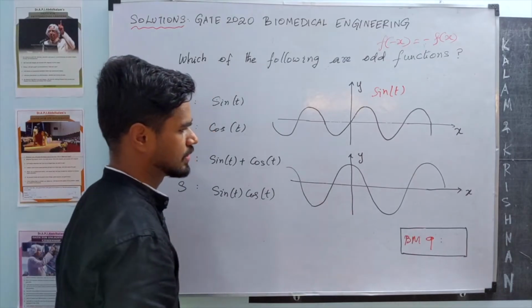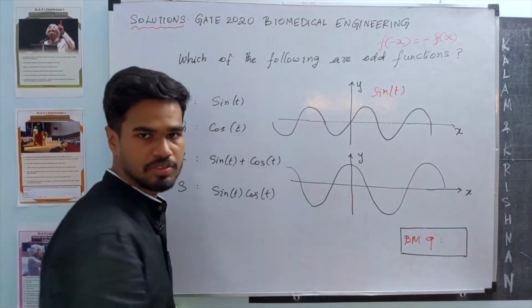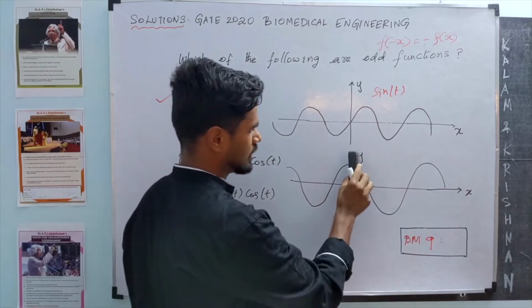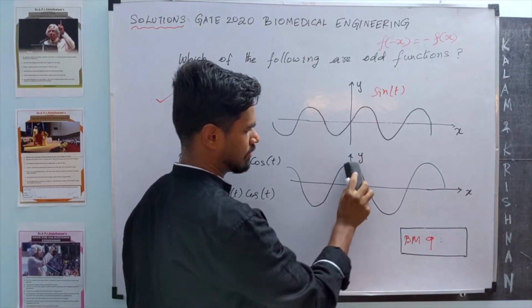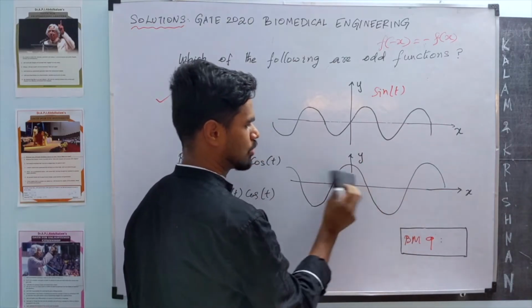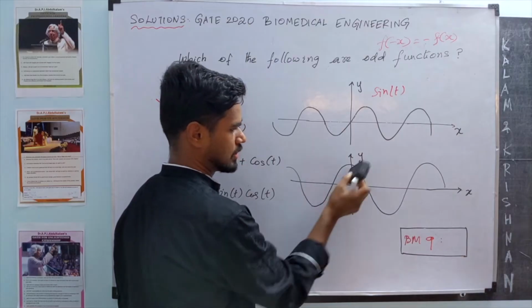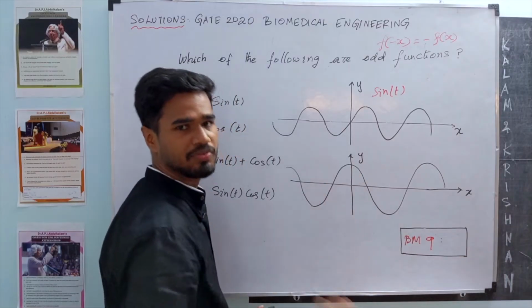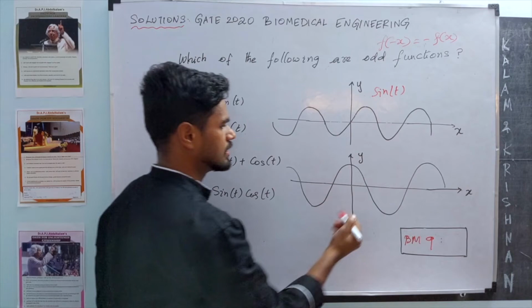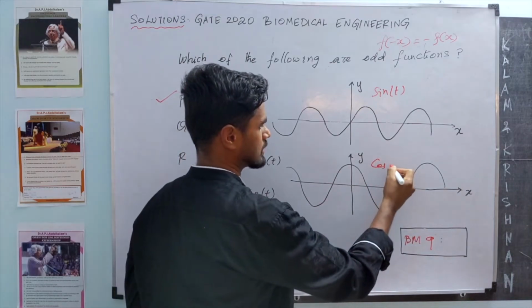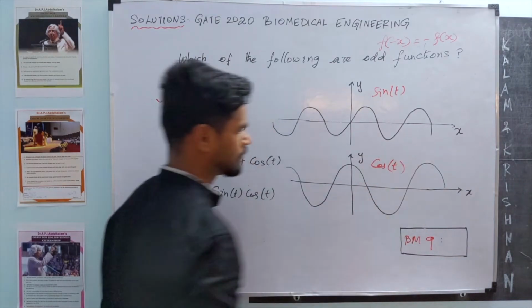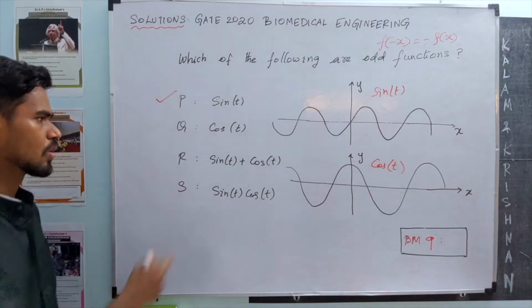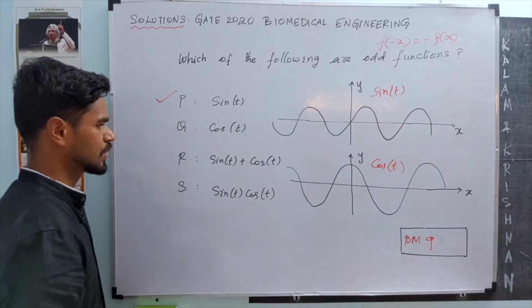This function satisfies a different kind of symmetry, right? Take the y-axis, reflect whatever is there on this side about the y-axis. You get back the function, right? Such a function is called an even function. In this case, what I have drawn here is cosine of t, okay? So cos t is not an odd function.